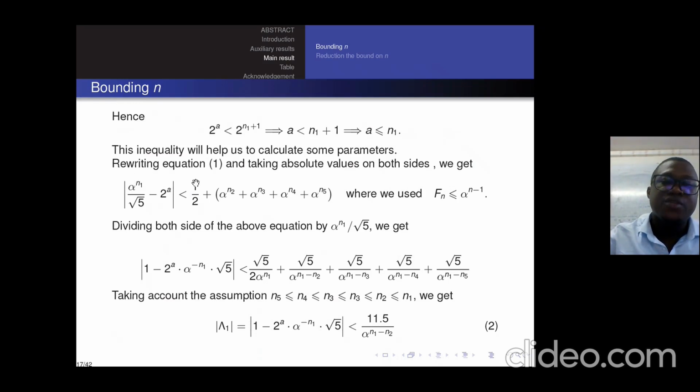When we rewrite equation 1 and take absolute values on both sides, we get this inequality, in which we use Fn is less than or equal to alpha to the power n minus 1. When we divide both sides of the above equation by alpha to the power n1 over the square root of 5, we get this inequality. And when we take into account this inequality, we get equation 2.